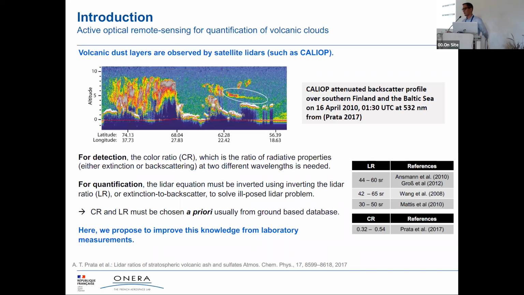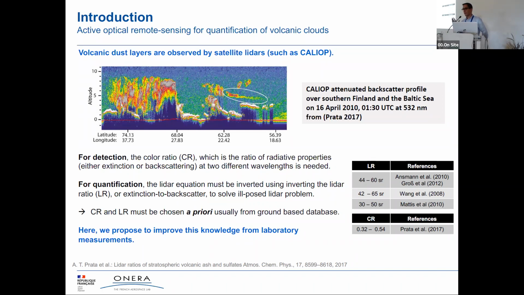data to invert. So for detection we need to use what we call the color ratio, which is a ratio of different radiative properties at different wavelengths. For LiDAR, we use backscatter cross-sections. And for quantification, we need to invert the LiDAR equation, which is a typical ill-posed problem, such as LiDAR. So to do that, we typically use what we call the LiDAR ratio, or the extinction to backscatter ratio, to solve the LiDAR equation, and then we can retrieve the backscatter or extinction profile, and from those profiles we can extract mass or number concentration using the right optical model.